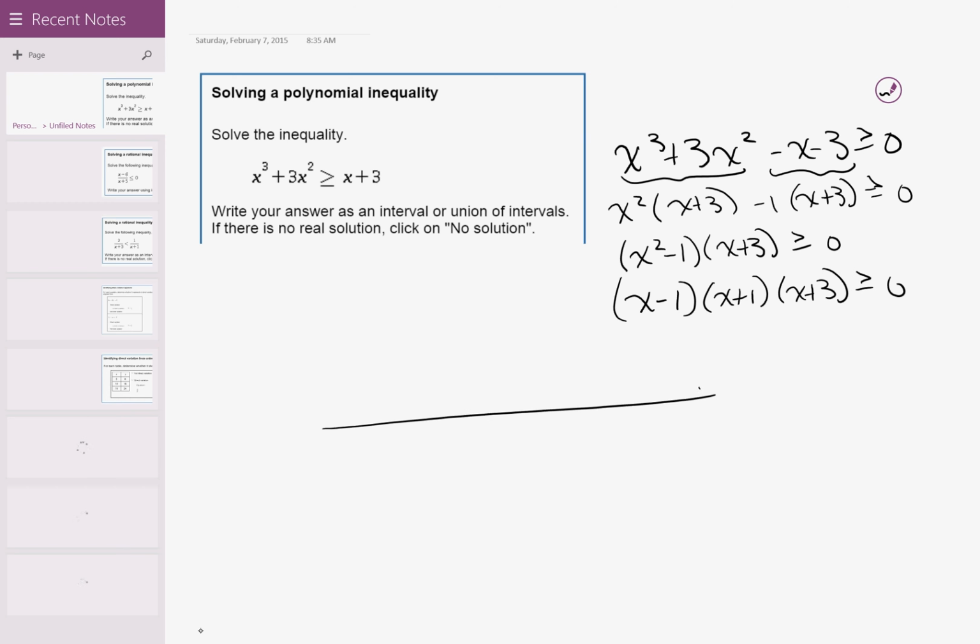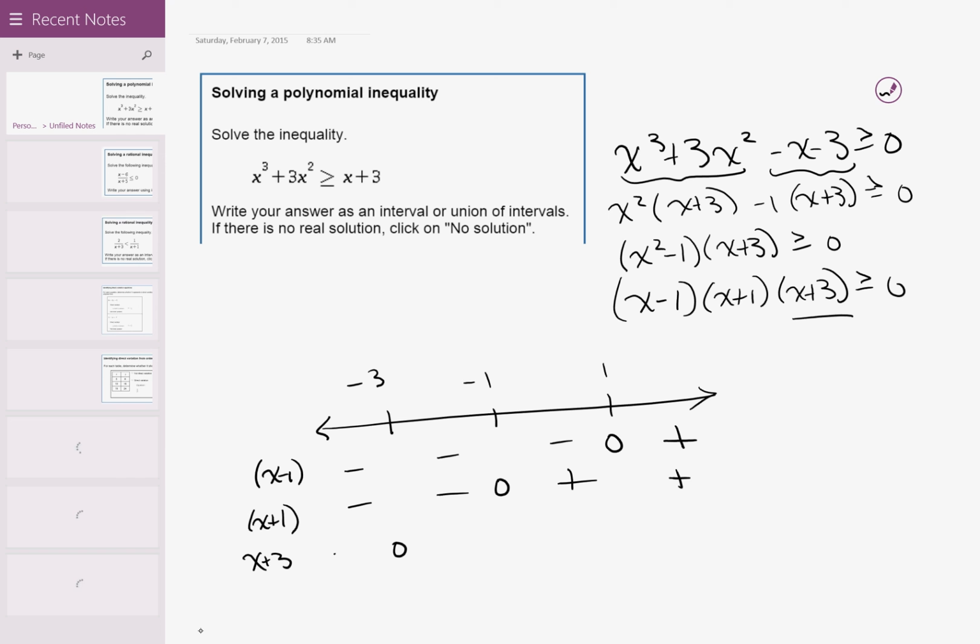And so the boundary points are -3, -1, and 1. It is very important that you put those in the correct order from left to right. So my factors: x minus 1 is 0 right here, and it's negative, negative, negative, positive. x plus 1 is 0 at -1. It's negative, negative, positive, positive. x plus 3 is 0 at -3, but it's negative before that and positive afterward.